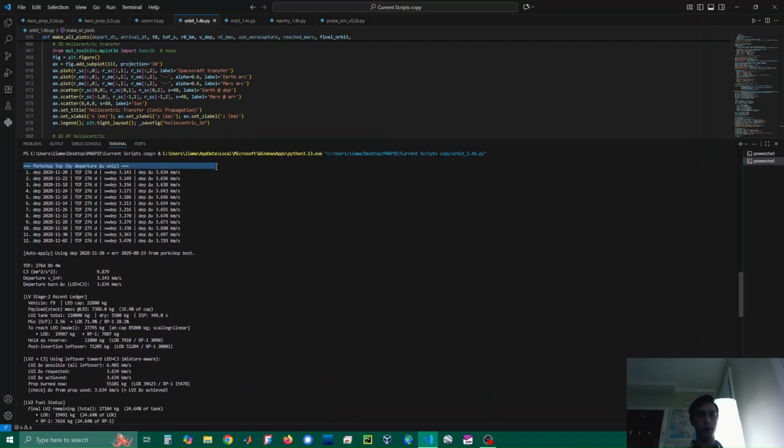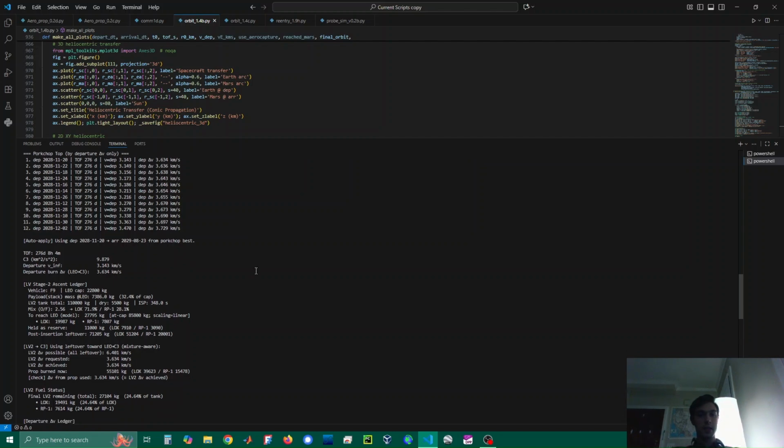So for our pork chop plot, we can see that the lowest delta V is on the 20th. So that's what the system uses, 'cause obviously you want the least amount of delta V. And if you want to force a date, you can just set the pork chop scan to 0 and then set your date. So it's not something you have to do all the time.